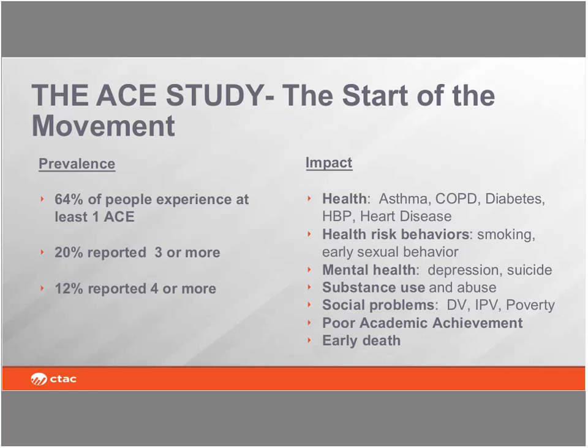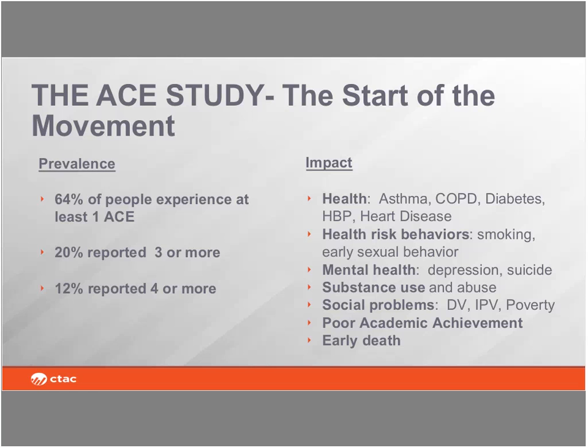So there were 10 types of childhood traumas measured in the ACE questionnaire. Five of them were personal, and five of them were related to the family system. And it turns out if we experience any of these adversities, we are more likely to have health problems, including asthma, diabetes, heart disease. We're more likely to participate in high-risk health behaviors, including smoking or early sexual behavior. We're more likely to have depression or suicide, or use substances, or have social problems, such as living in poverty or experiencing domestic violence. We're even more likely to have poor academic achievement, or even early death.